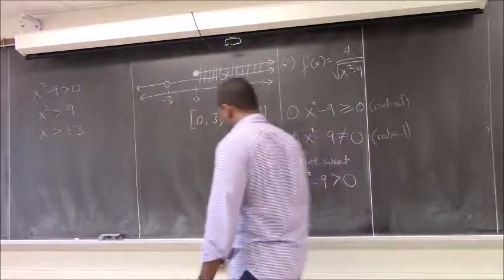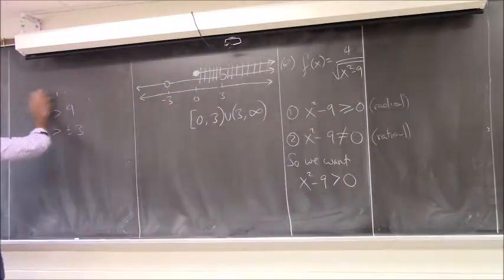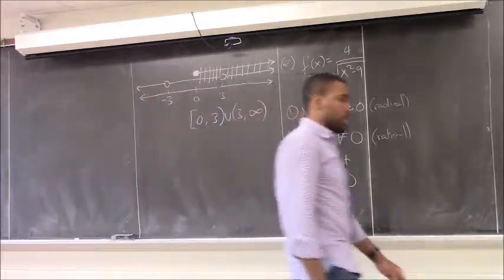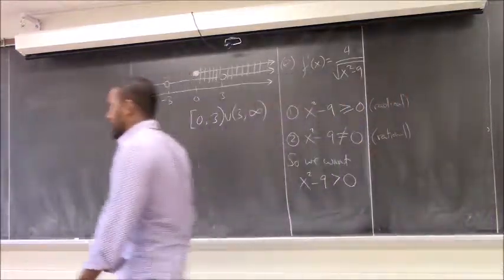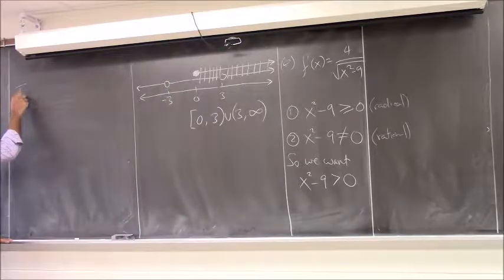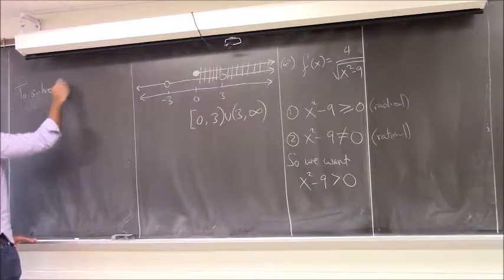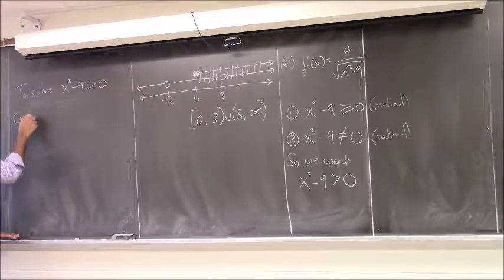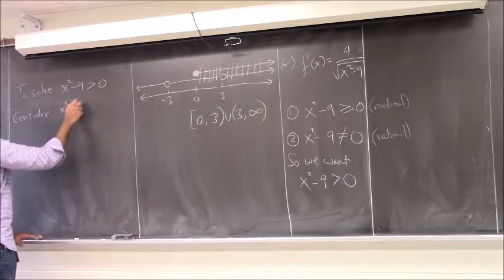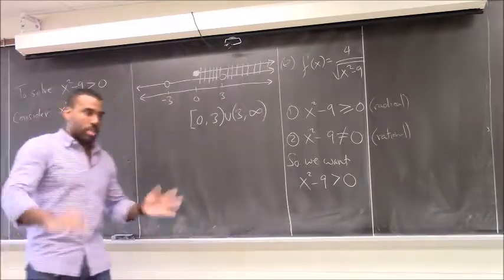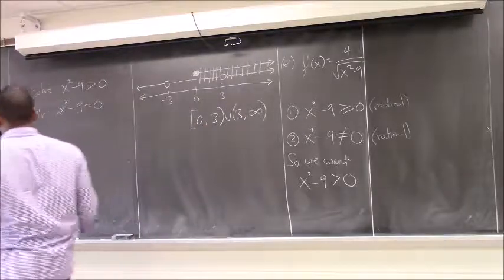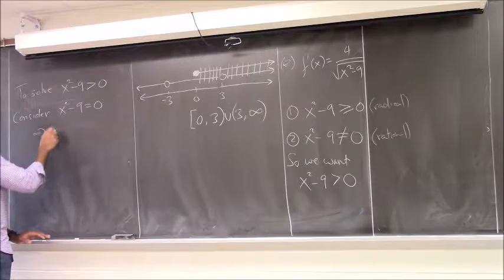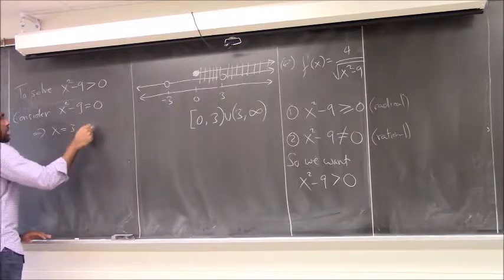So let's remind ourselves how to solve inequalities. The first step with inequalities is that you pretend they're equal, right? So to solve x squared minus 9 is greater than 0, consider x squared minus 9 is equal to 0. For the time being, you pretend that it's an equation, and you want to solve it. So what are you going to get here? We actually found this already. So we know that x is equal to 3, or x is equal to minus 3.